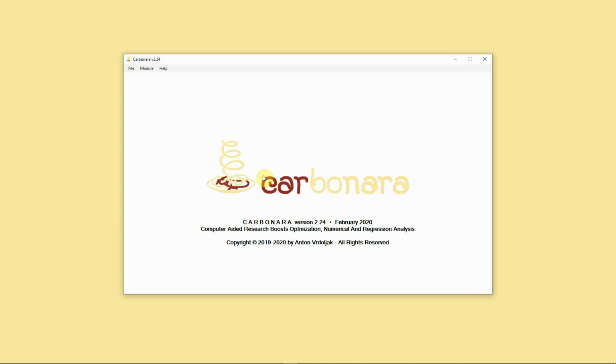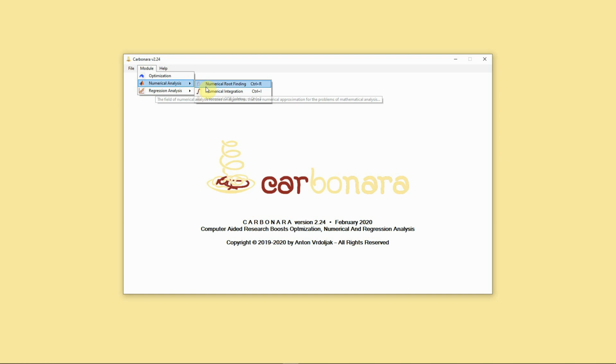What is Carbonara? Carbonara is a computer-aided engineering software which would make it easier for users to analyze, explore, visualize and simulate various problems regarding these branches of mathematics, applied mathematics and statistics, with an accent on optimization, numerical and regression analysis.